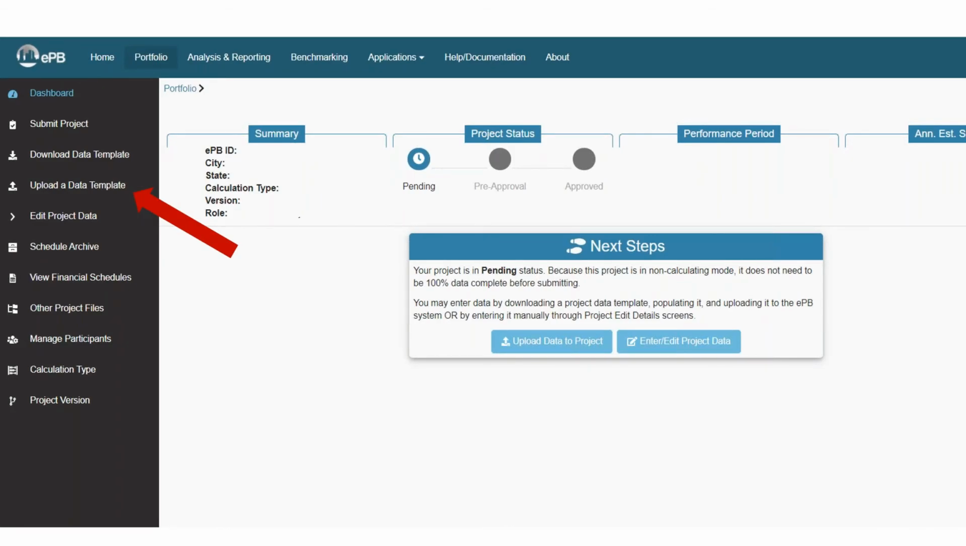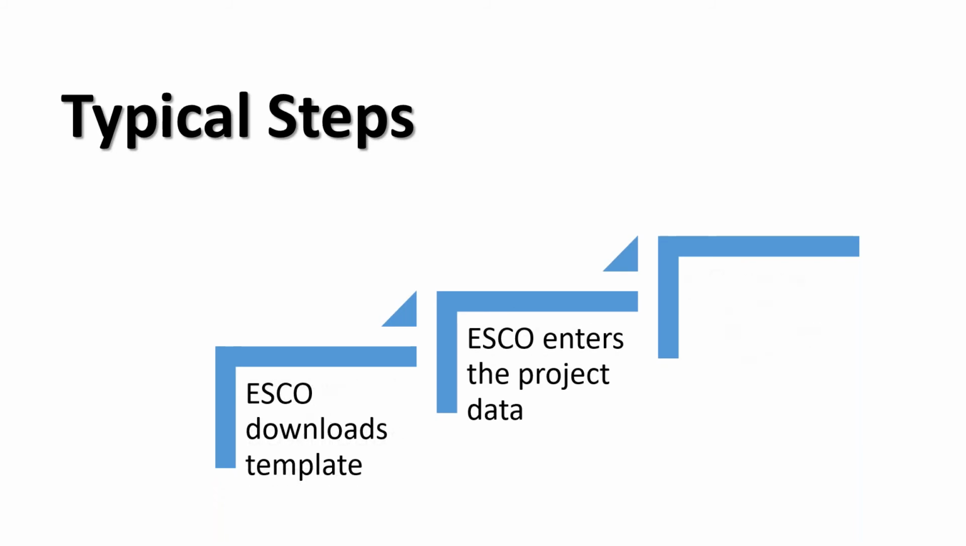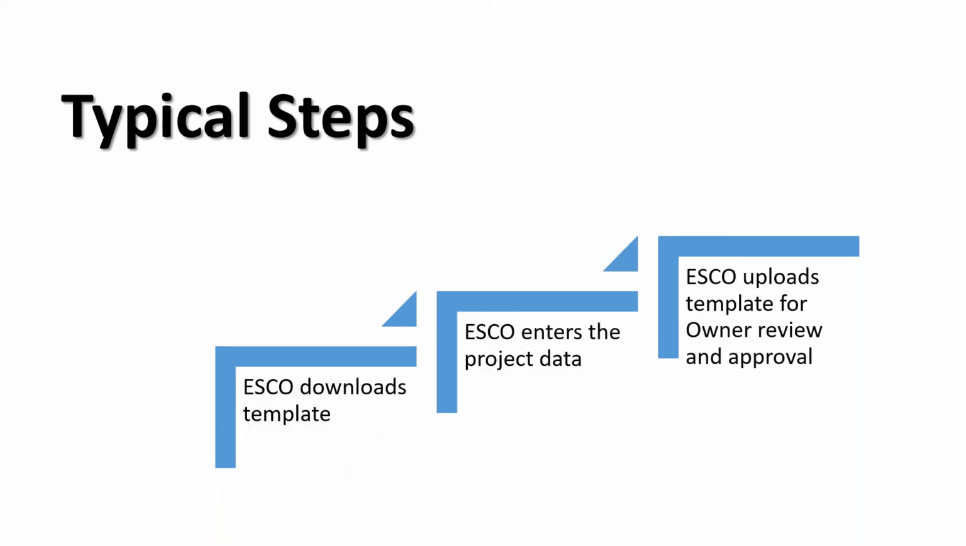Note that the typical scenario is that the eProject Builder or the project's energy services company, or ESCO, downloads the appropriate template, enters the project data, and then uploads it to ePB when completed for the owner's approval.